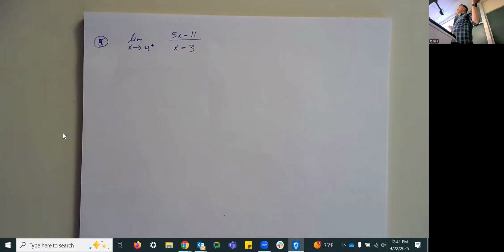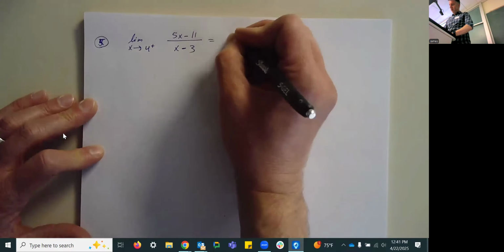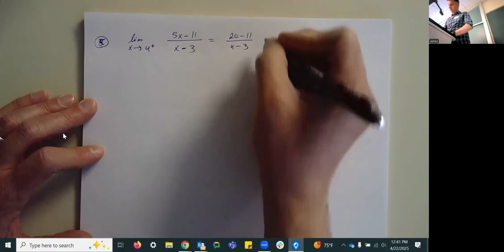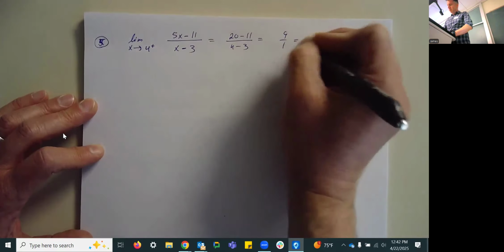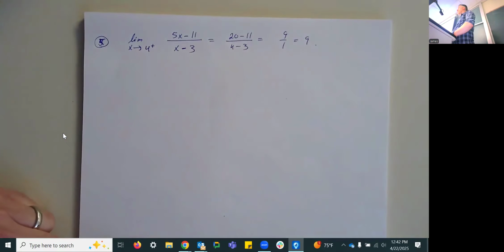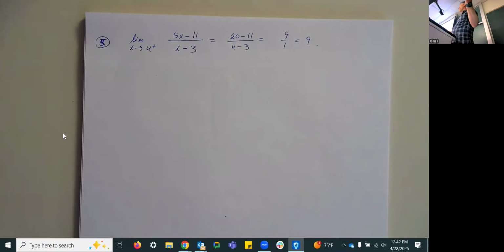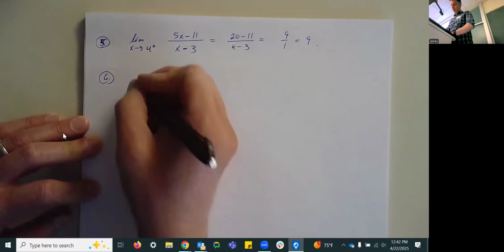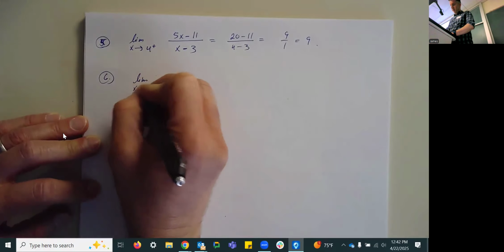Following our usual ways of dealing with limits, the first thing we should do is plug it in. If I plug in 4, I get 5 times 4 minus 11 over 4 minus 3, which is 9/1. Cool, we're done. We're done because I picked the wrong number to approach from the right-hand side. That's okay. Sometimes people make mistakes and it ends up being an easy question. Great, take the win.